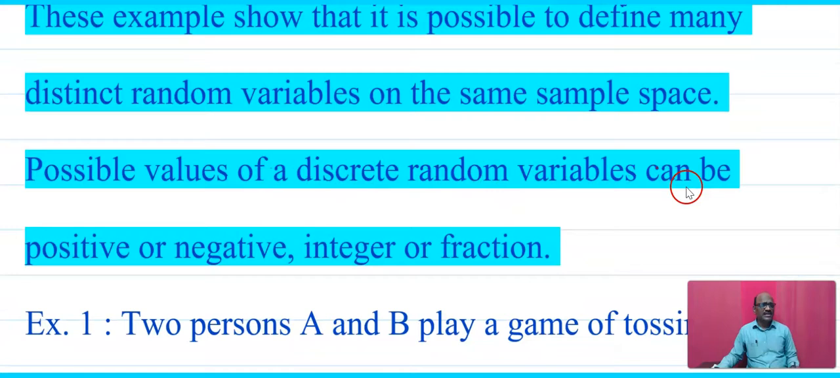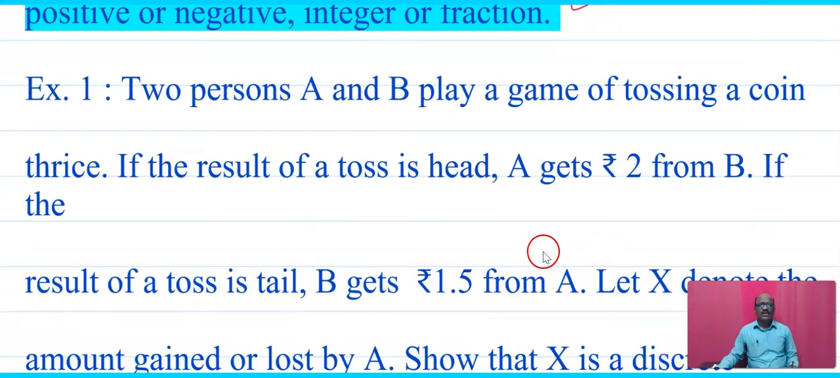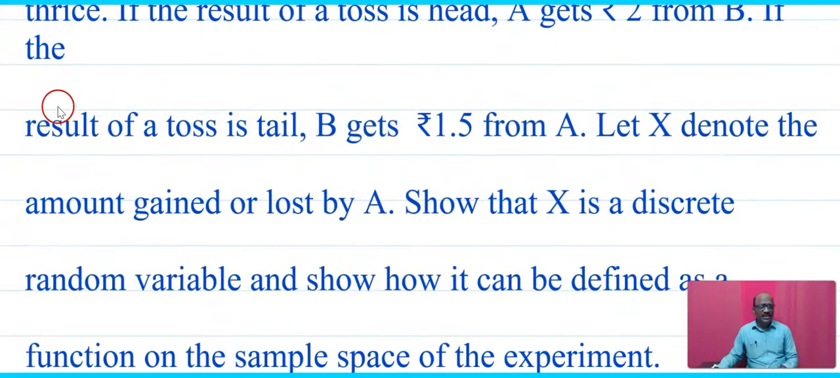Possible values of a discrete random variable can be positive, negative and integer. I have repeated it. Okay, now see this, the first example. Two persons, A and B, play a game of tossing a coin thrice. If the result of a toss is head, A gets ₹2 from B. And if the result of a toss is a tail, then B gets ₹1.5 from A.